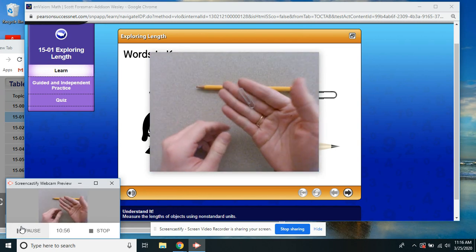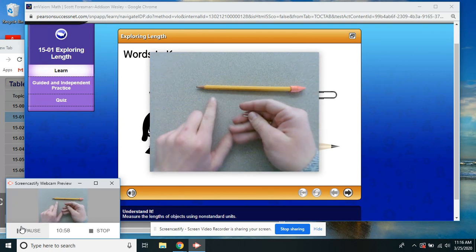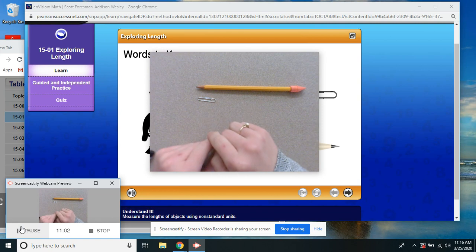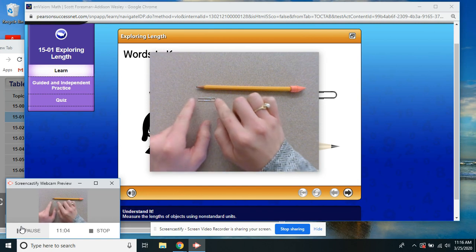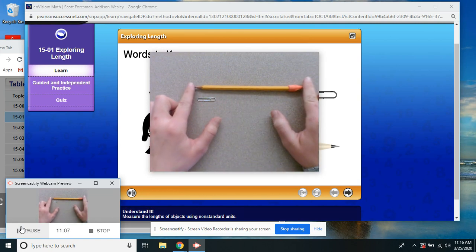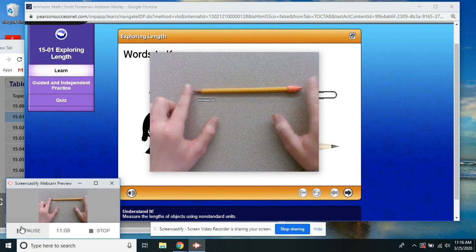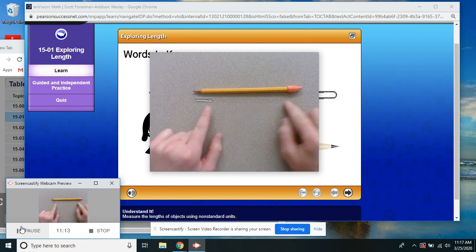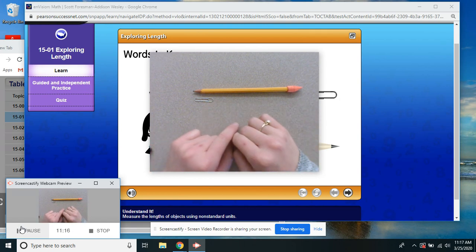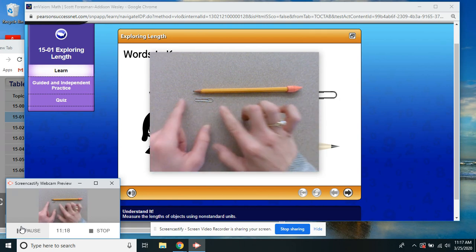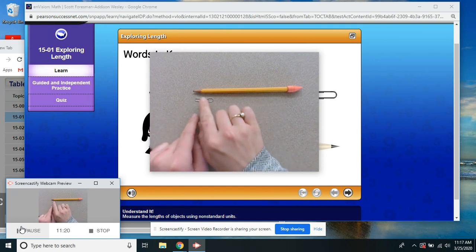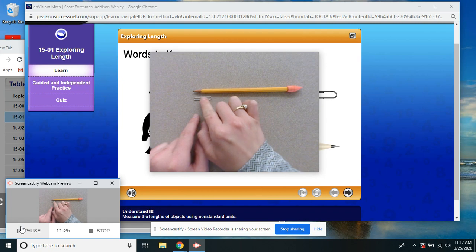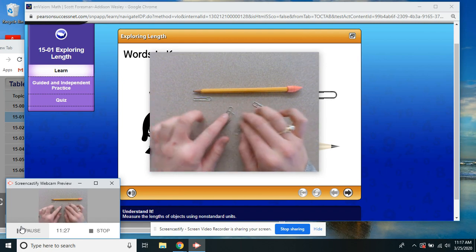So I'm going to start off by using a paperclip to measure this pencil. We can use a unit of measure, or this paperclip, in order to measure the length of the pencil. The length of the paperclip is a lot shorter than this pencil. So we need to figure out how many paperclips it will take to measure this whole pencil. I can use one paperclip or I could use many.